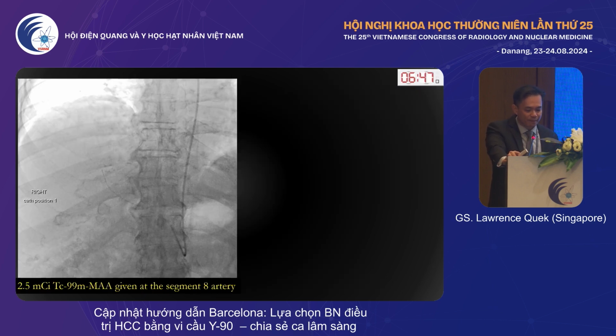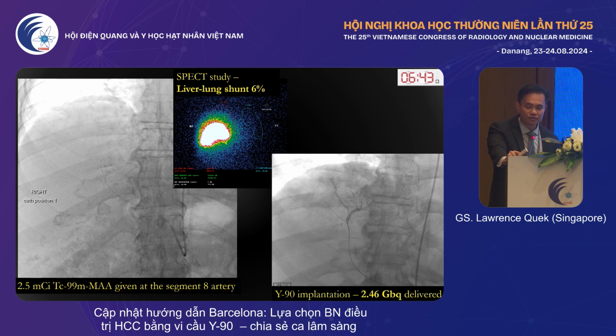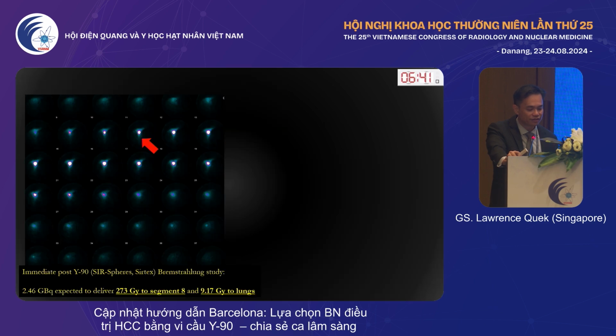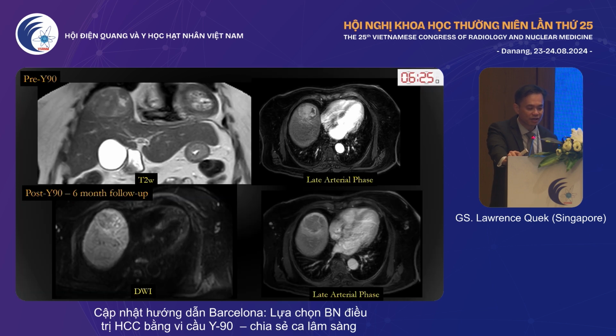So we did a mapping, good liver-lung shunt, and then 2.5 gigabecquerel was delivered, and this is the post-Y90 Bremsstrahlung study. Appropriate, not too high a dose to the lungs. We gave about 200 grays to segment 8, more than 190 back then, at that thinking. And this is a 2-month follow-up, shows no arterial enhancement. So now we have the pre-Y90 images at the top, and then the 6-month follow-up shows hyperemia around the lesion, but largely treated.